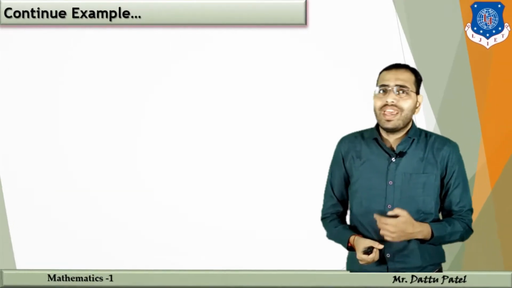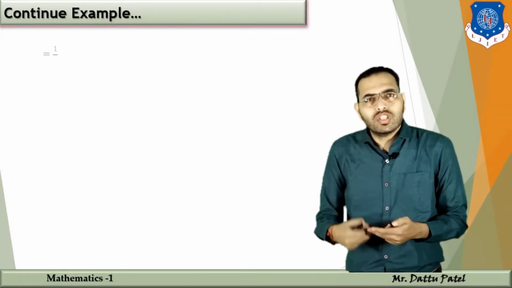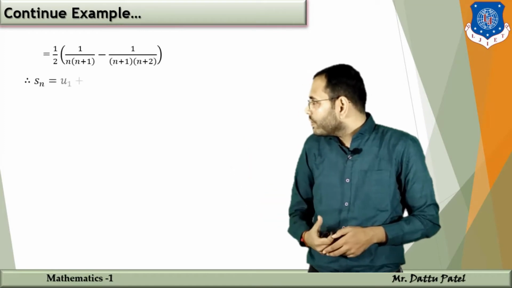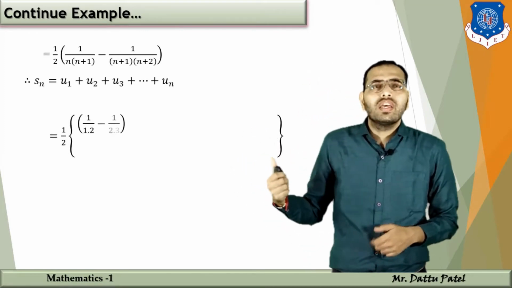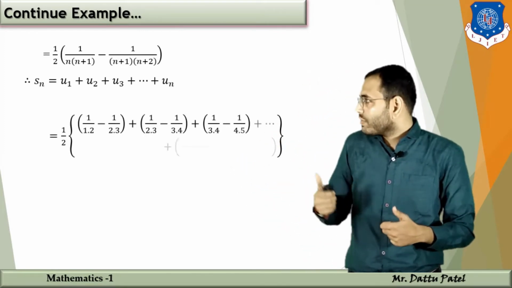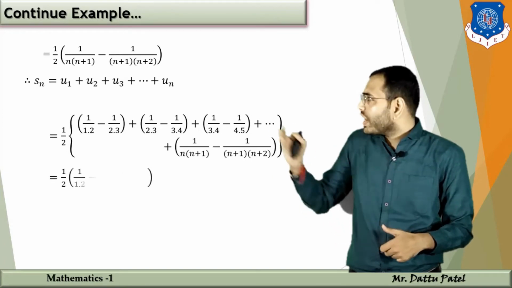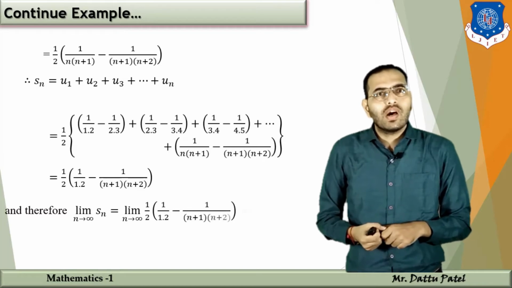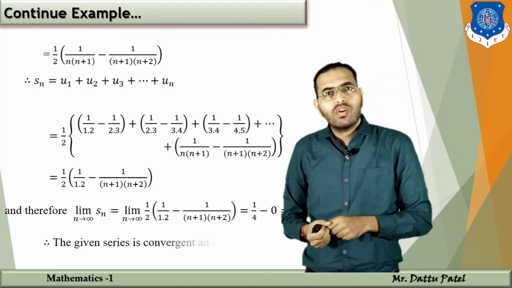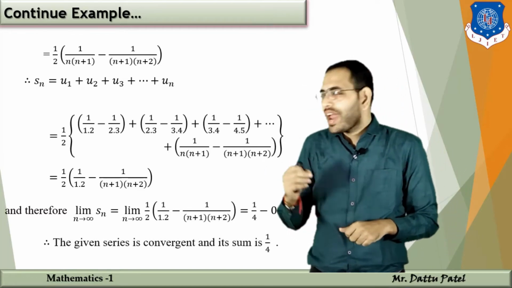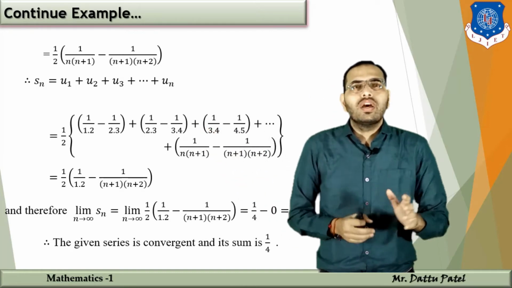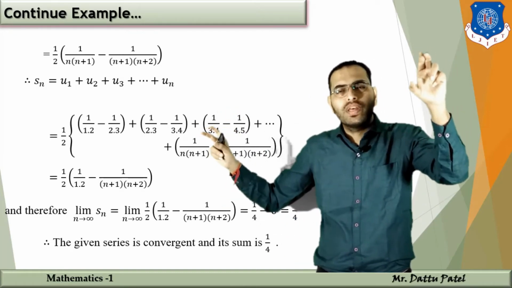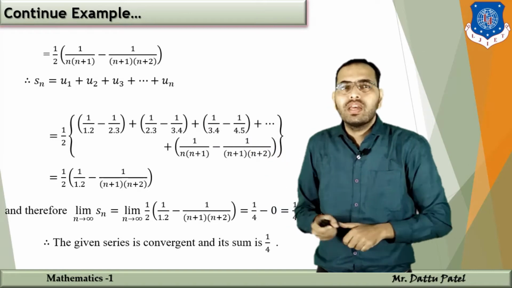Now Sn equal to u1 plus u2 plus u3 up to un. Now substituting n equal to 1 in un, n equal to 2, n equal to 3 and so on, we get this type of series. In this series, the second and third terms will be cancelled out, the fourth and fifth terms will be cancelled out, the sixth and seventh terms will be cancelled out and so on. In short, except the first and last terms, all the intermediate terms will be cancelled.